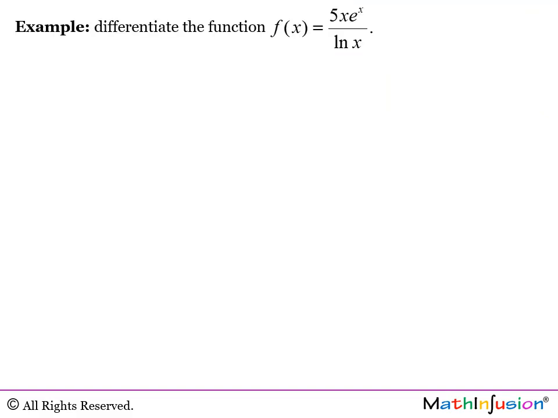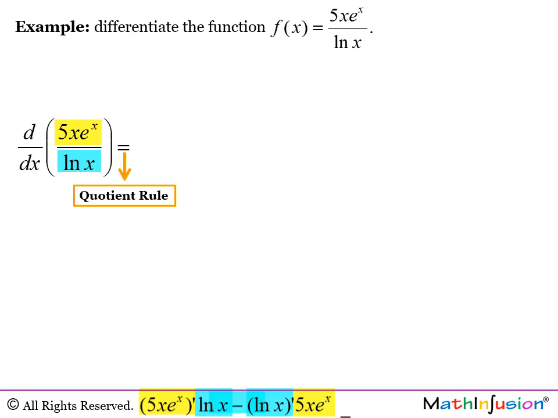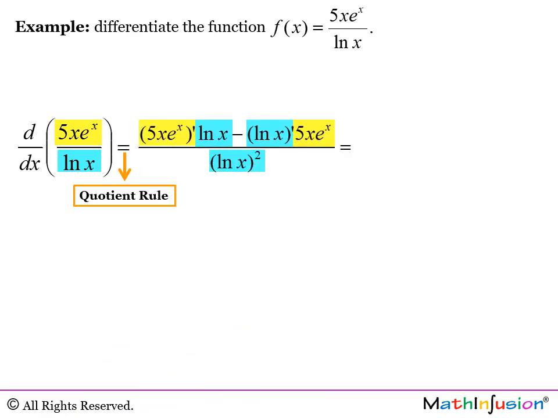Here is a little challenge problem. We would like to differentiate the function f(x) equals 5x e to the x over ln of x. There are many ways to do this one, and I will start with this one. The first thing I will do is view this as a quotient in which the top function is a product. Since I view this first as a quotient, I will apply first the quotient rule and the quotient rule only. We only apply one rule at a time. So let's apply the quotient rule.